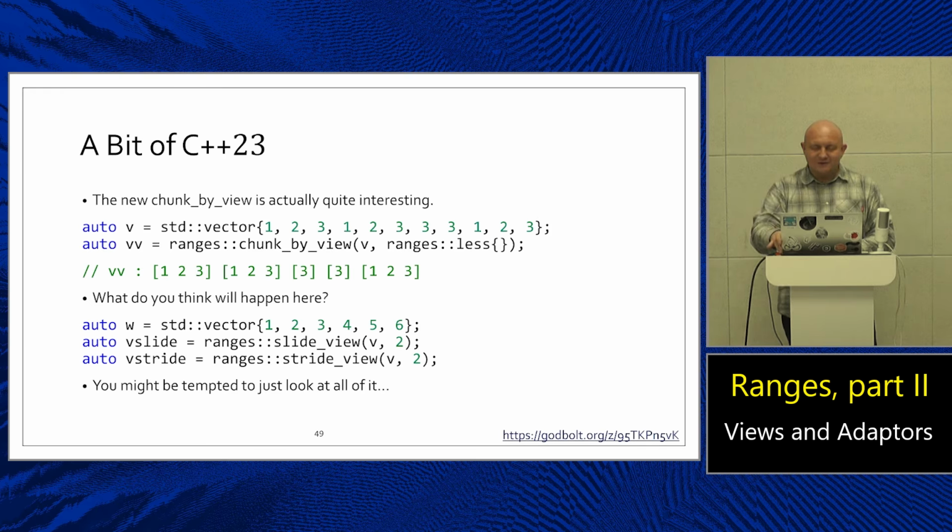And now let's look at the next two examples. Here we have slide view and stride view. At first glance, they look similar, and both reorganize the range, but they do very different things. Slide view gives you overlapping windows. Stride view skips elements. And this is where it becomes tempting, so just stare at the code and try to predict the output.